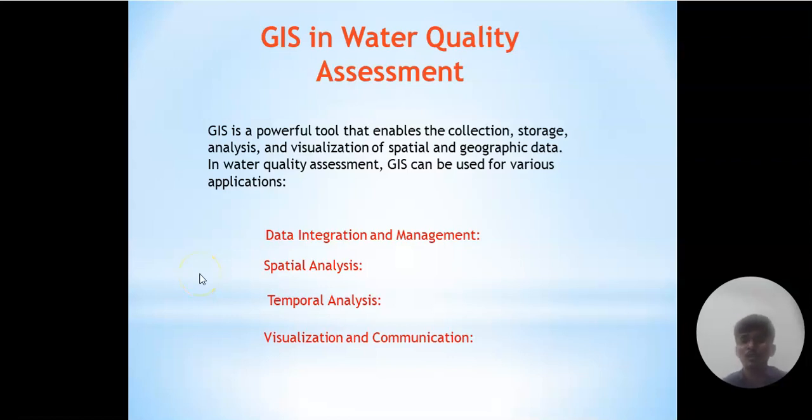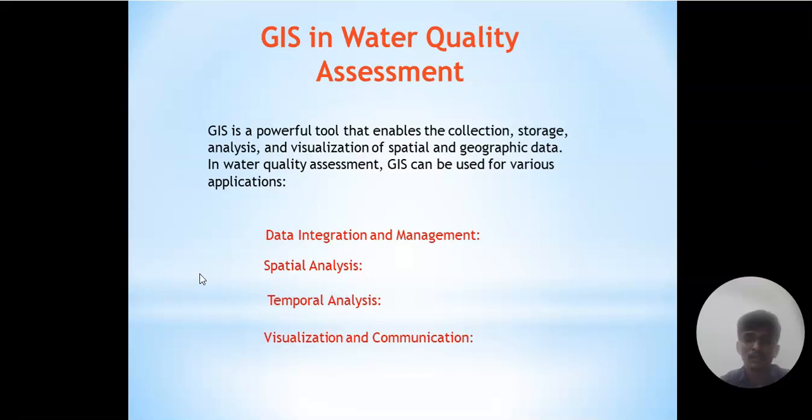So mostly in visualization, mainly one point is the thematic map. GIS produces thematic maps that visually represent complex water quality data in an easily understandable format. So these maps are useful for communicating the findings to stakeholders or policymakers like that.